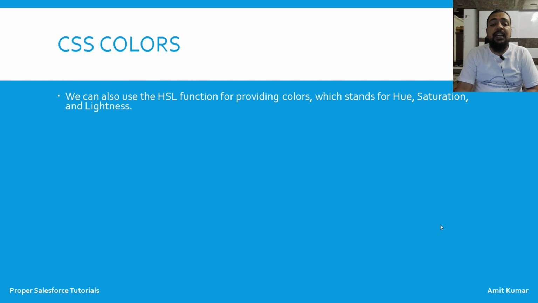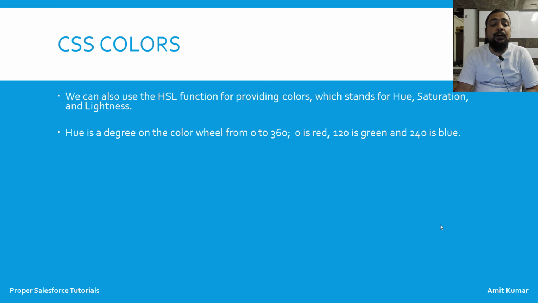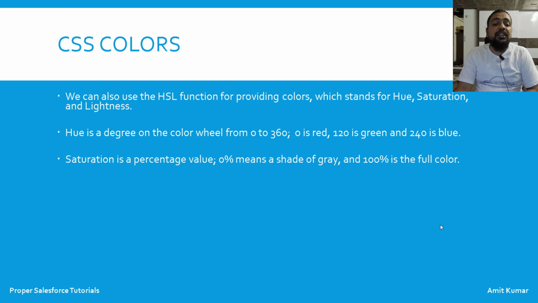We can also use the HSL function for providing colors, which stands for hue, saturation and lightness. Hue is a degree of the color on the wheel, which ranges from 0 to 360. 0 represents red, 120 is for green, 240 is for blue. Saturation is the percentage value which ranges from 0 to 100%. Where 0% represents shade of grey and 100% is the full color.